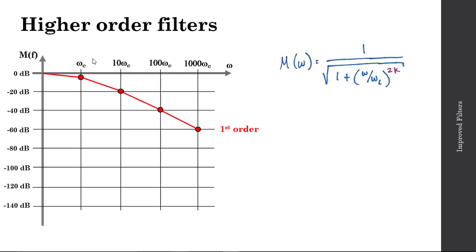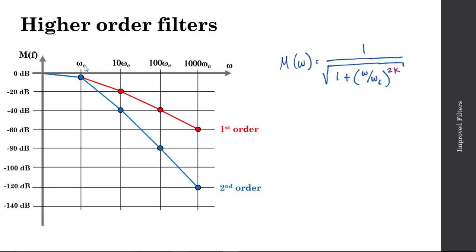Let's move up now to a second order filter. I'm at 0 dB for low input frequencies. At my cutoff frequency, I'm once again at minus 3 dBs. At 10 times my cutoff frequency, I'm now at minus 40 dBs. So at 100 times the cutoff frequency, I'm at minus 80 dBs, and at 1,000 times the cutoff frequency, I'm at minus 120 dBs. So again, if I stitch these together, I end up with the response of my second order filter.